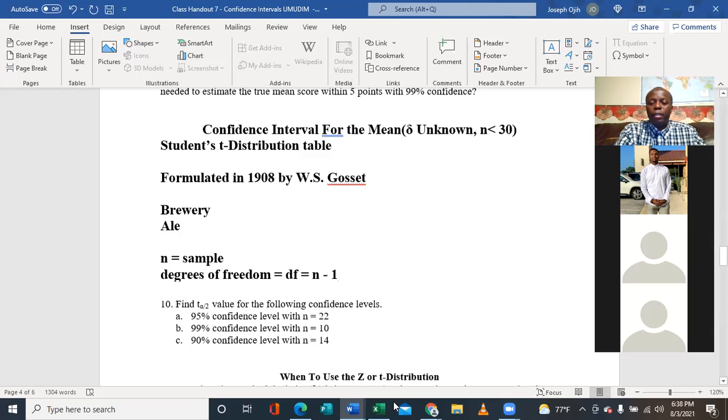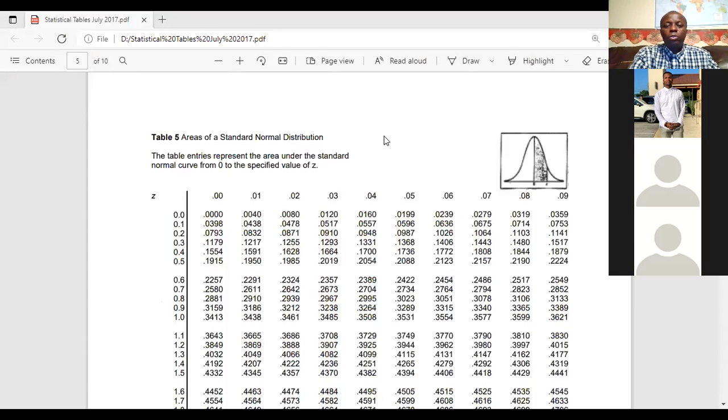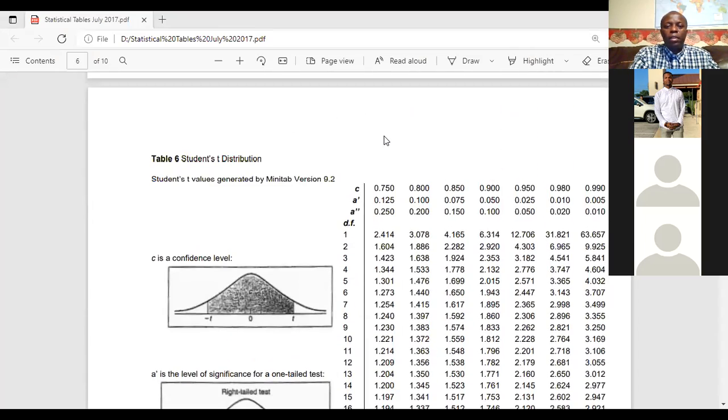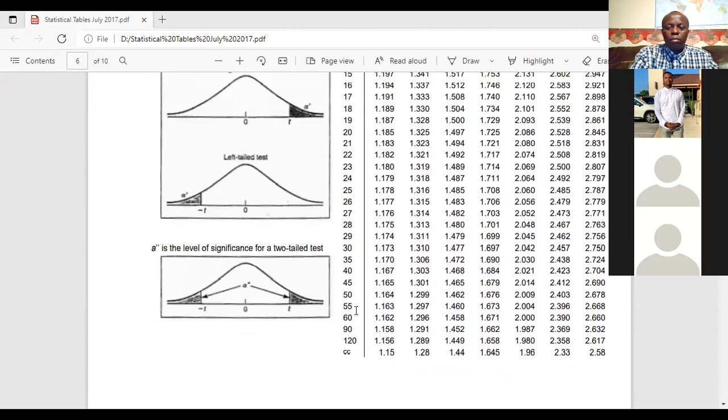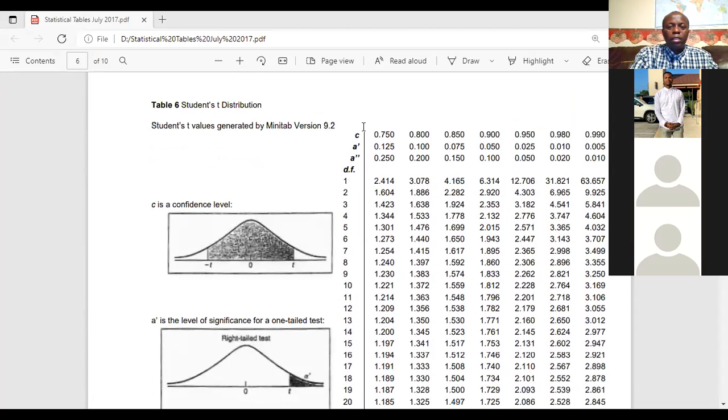Let me show you how the table looks. This is the table of T distribution, called the Student T, right here. You can see Table C, the Student T distribution table. It is based on the degrees of freedom. See the DF here, all the way to 120. And you can see C, the degree of confidence, like this is for 75 percent confidence, 80 percent, 85 percent, and so on and so forth.